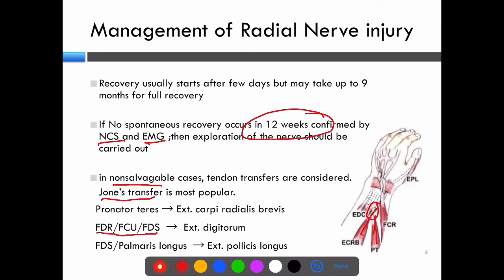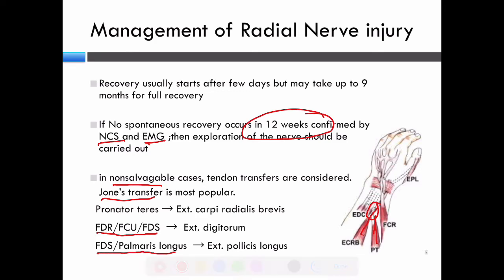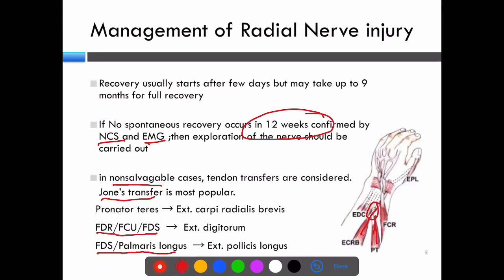FDR, FCU and FDS can be transferred to extensor digitorum. This will cause extension of the fingers. And FDS, palmaris longus can be transferred to extensor pollicis longus. This will solve the problem of extension of the thumb. So this is how a non-salvageable radial nerve is treated by muscle transfer.